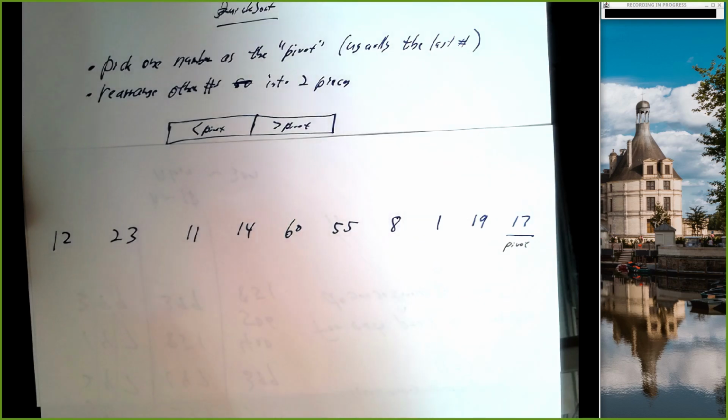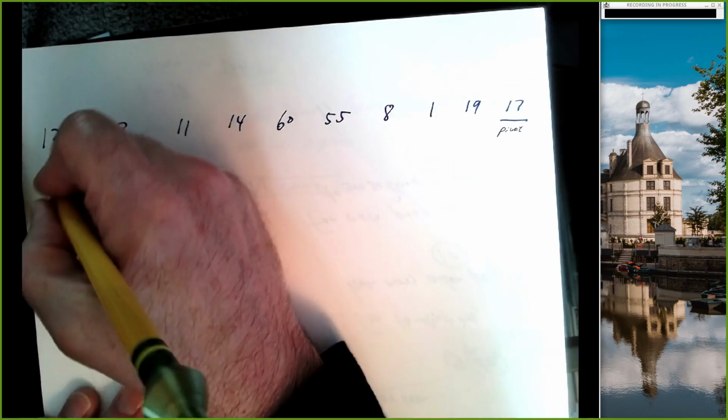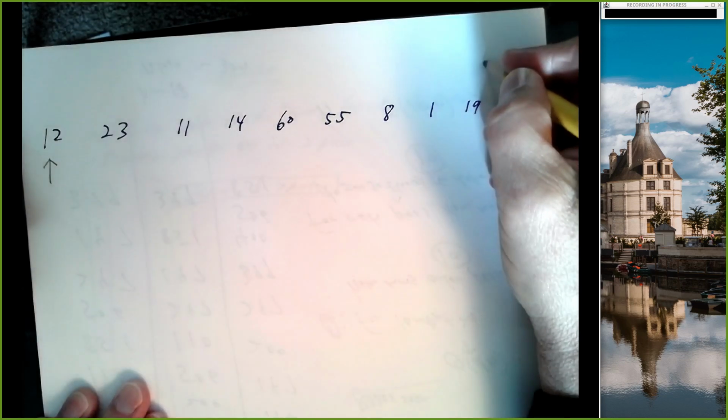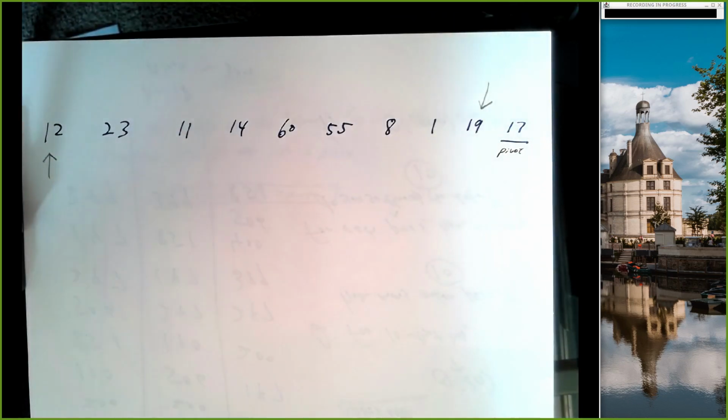And we want to do this piece as efficiently as possible. We want to do this in an order n operation. And so we're going to have a pair of pointers. We're going to have one pointer pointing to the first number and another pointer pointing to the last number. These are just indexes into the array.